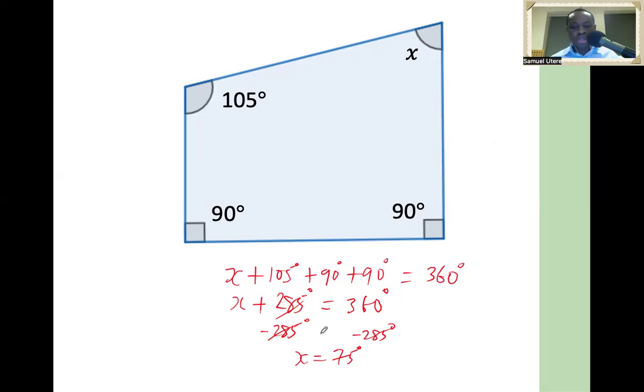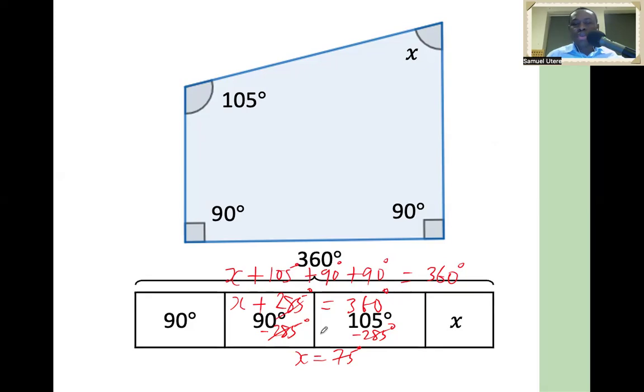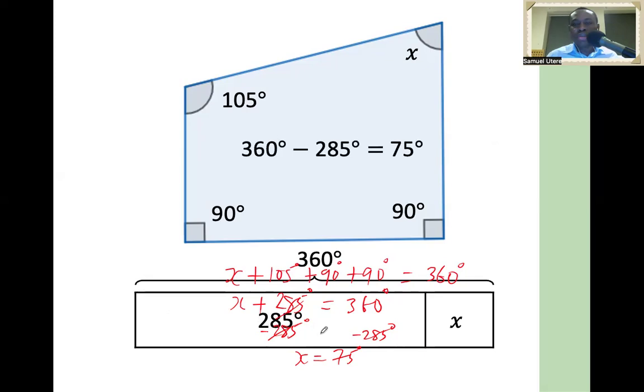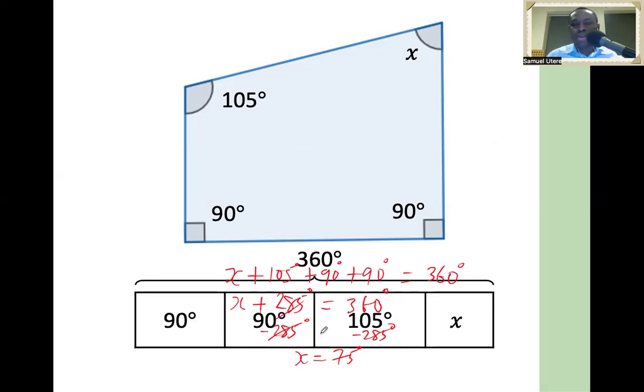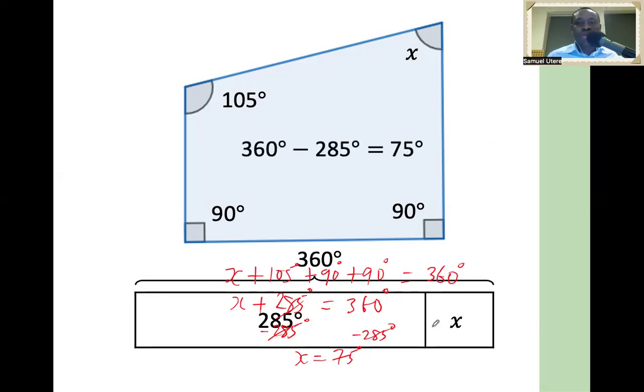You could also solve this using your bar model reasoning, but I really want you to make use of your equation solving skills. All right, so you can see, using the bar model, how to think about it. Everything will add up to 360. So all the other bars added up is 285. So to get x, you do 360 minus 285 degrees. So it's the same approach, but I want you to get used to using the equation solving skills.